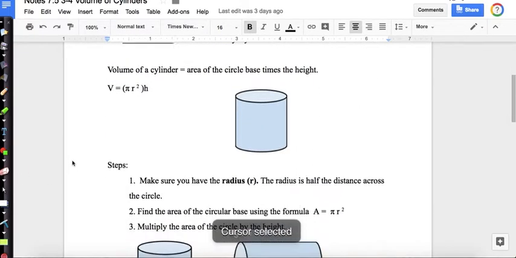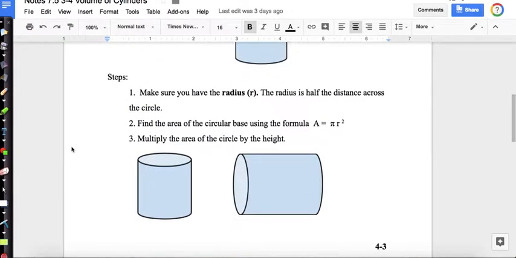So let's look at the steps. Make sure you have a radius, which is r. The radius is half the distance across the circle. The whole distance across the circle is called the diameter, and we'll talk about that on the next page.